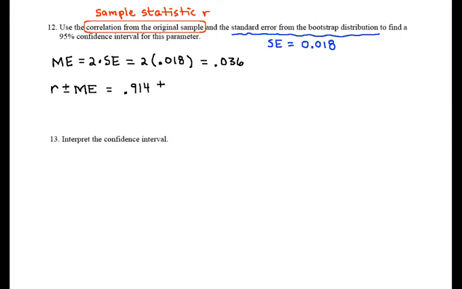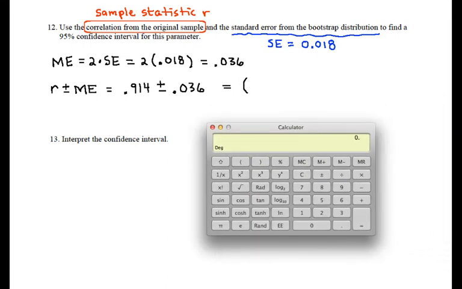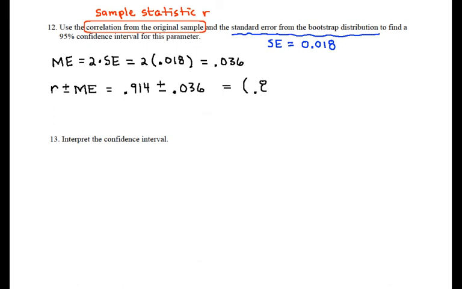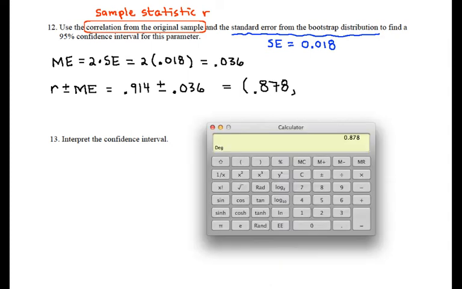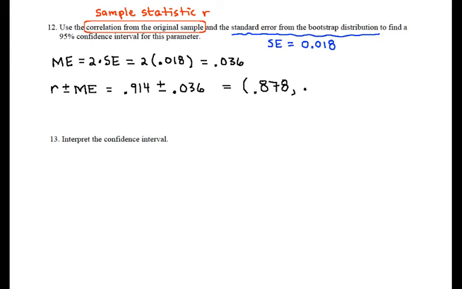and I'm going to add and subtract this 0.036. I'll first calculate my lower bound, so I'll subtract first. 0.914 minus 0.036 gets me a lower bound of 0.878. And then I'll add to get my upper bound: 0.914 plus 0.036 gets me 0.95. So that's my confidence interval.